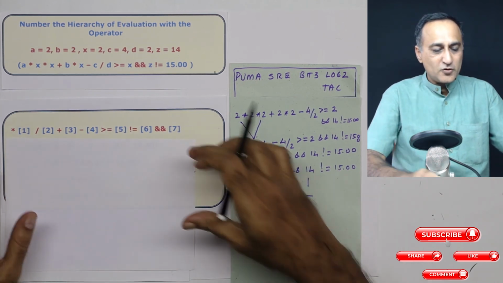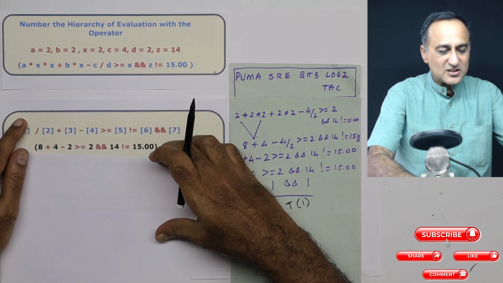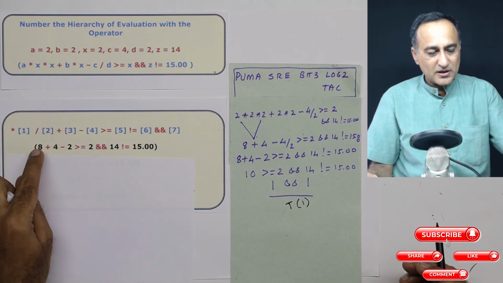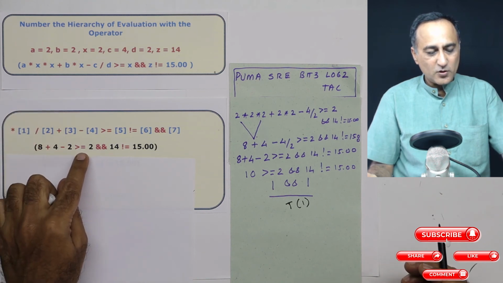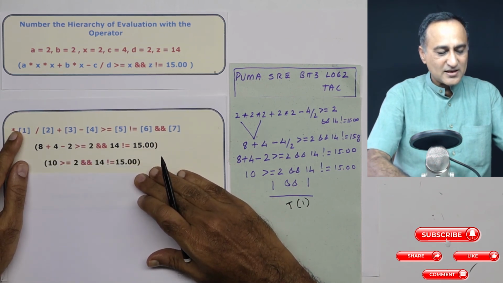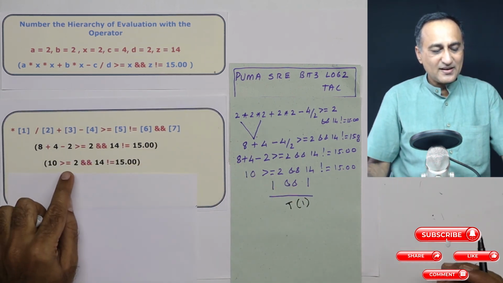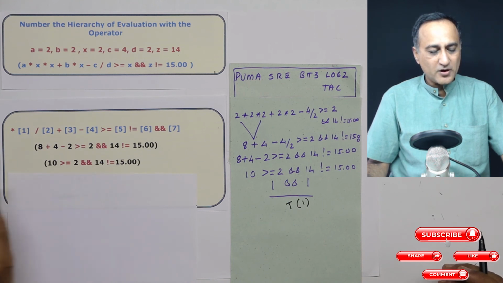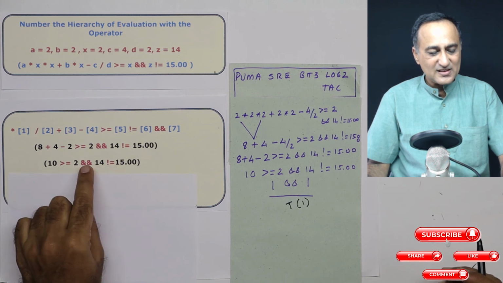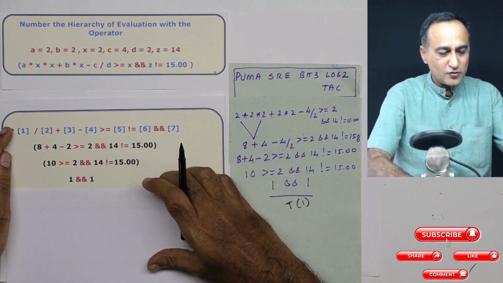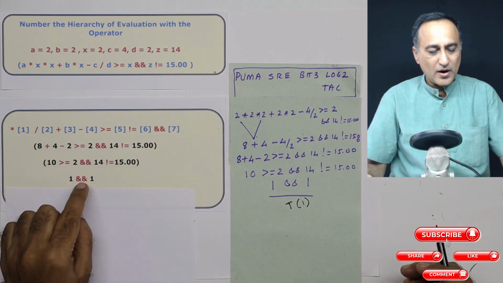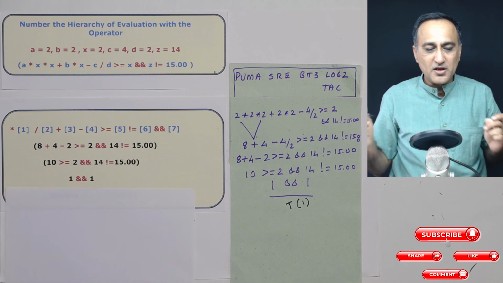So if you want to take a look at the steps, here they are. What I have done is 8 plus 4, that is the three multiplications, plus 4 minus 2 greater than or equal to 2, and 14 not equal to 15. Then in the very next step, you will see 10 greater than or equal to 2, and 14 not equal to 15. So this is first, this is next, and this is last. The last step is 1 ANDed with 1, that is true, and true is always going to be 1.